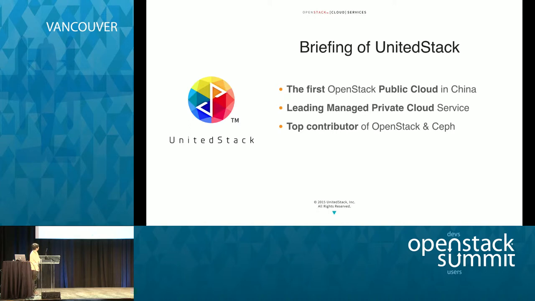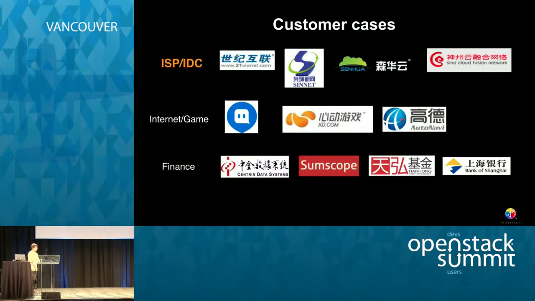We run the first OpenStack public cloud in China, and we are the leading managed private cloud service provider and the top contributor to OpenStack and Ceph. We have many engineers working on the Neutron project, and core developers in the Ceph project and Puppet OpenStack. Our customers spread across finance, internet, game, and ISP IDC. IDC is our main customer, including 21st OneNet, CNET, and Xinhua.